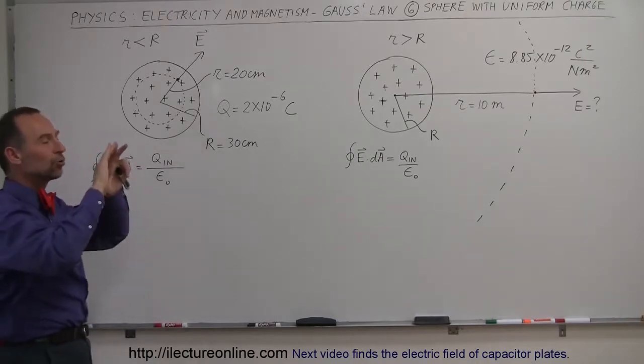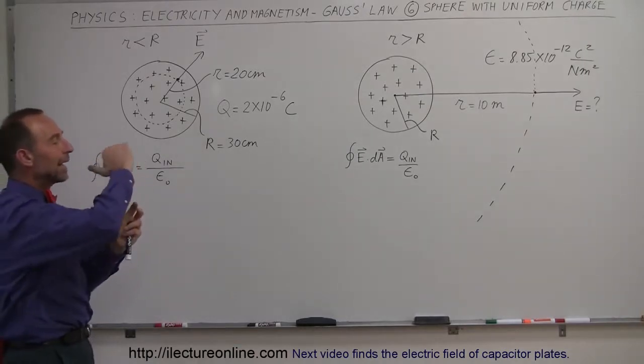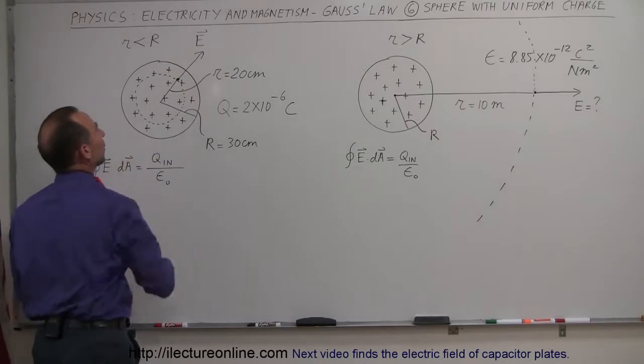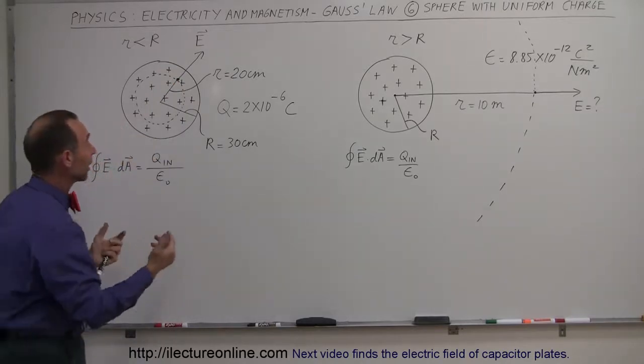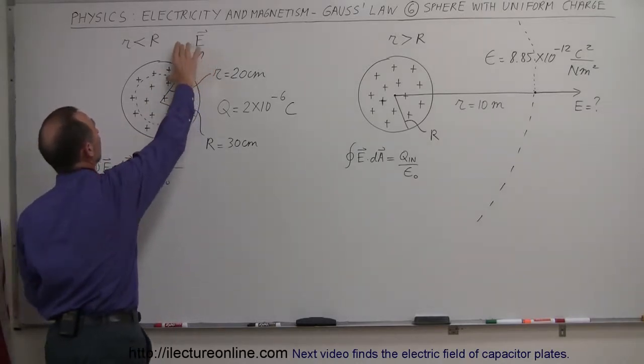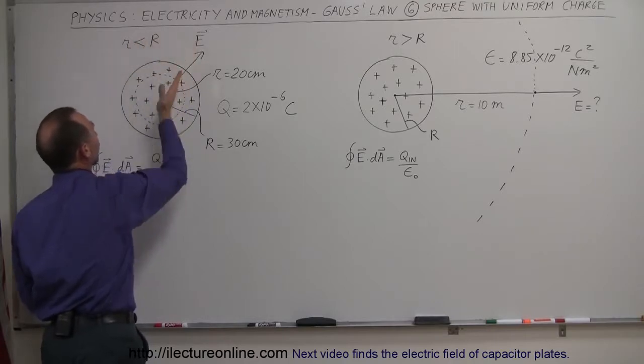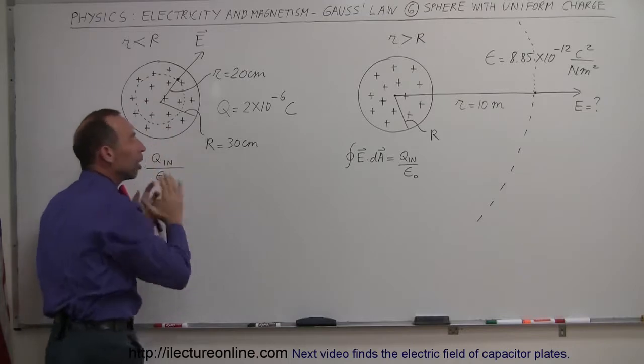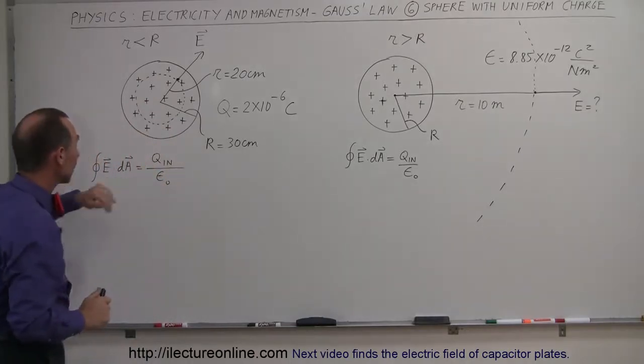So what we do here is we draw a Gaussian surface where the edge of the surface is right at the point where we want to know the electric field strength. Realizing that the electric field will always be perpendicular away from that Gaussian surface pointing outward and will be exactly the same strength everywhere along that surface. That's why we can use Gauss's law like this.